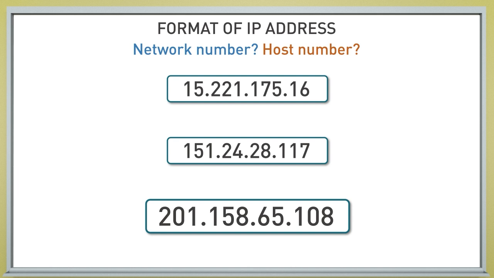Consider the IP address 201.158.65.108. The first octet contains the number 201, which means that the IP address belongs to class C. The class C subnet mask indicates that the first, second, and third octets store the network number, and the fourth stores the host number. So 201.158.65 is the network number, and 108 is the host number.